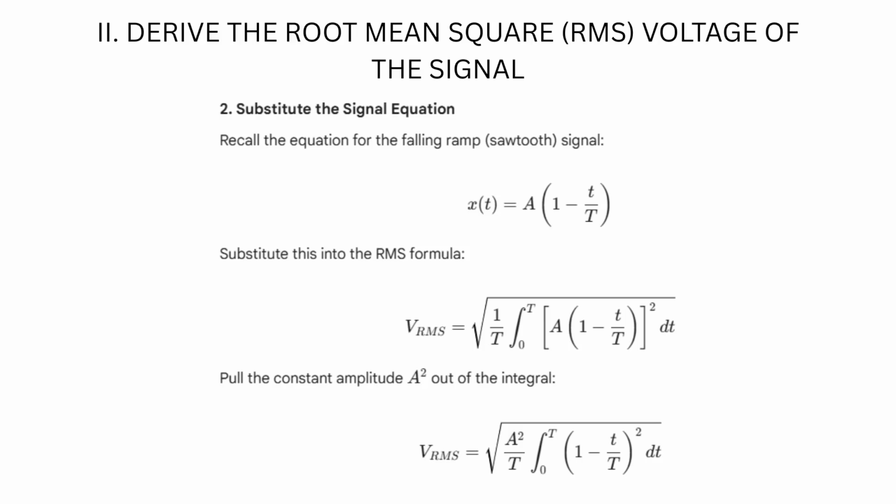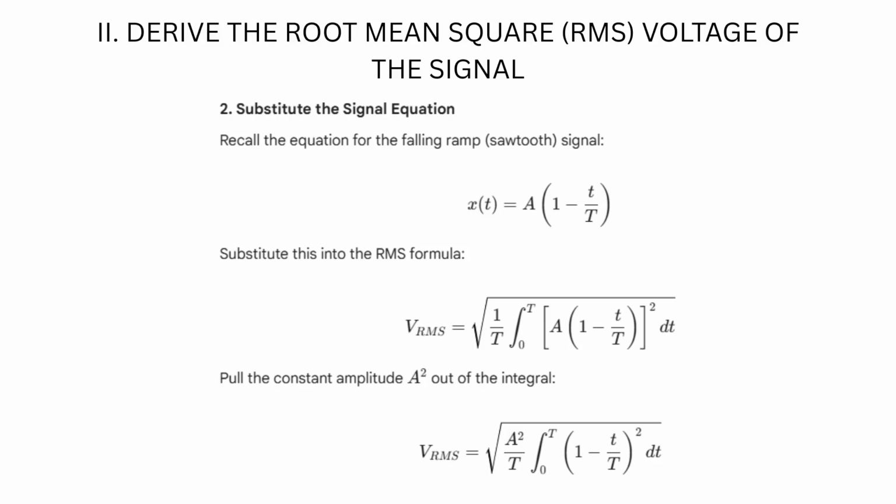So now we're going to substitute the signal equation. Recall the equation for the falling ramp sawtooth signal, which is x of t is equal to a times the quantity of 1 minus t over big T. Substitute this into the RMS formula, which is V sub RMS is equal to the square root of 1 over big T times the integral from 0 to big T of the quantity a times 1 minus t over T, all squared, dt.